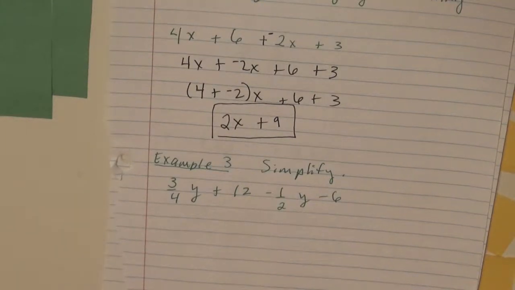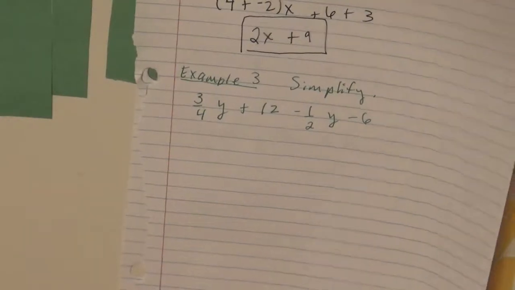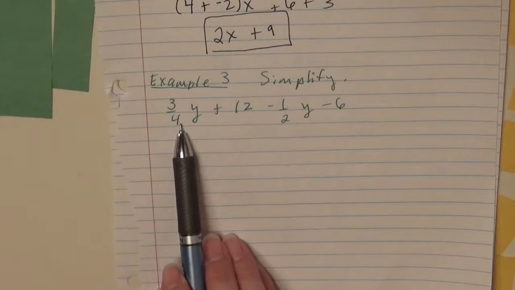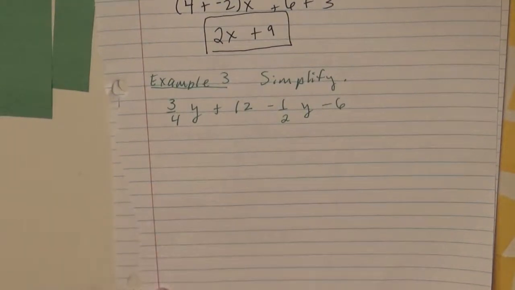Example 3. Same idea. They threw some fractions in here, but that's okay. We should be able to handle this. 3/4 y plus 12 minus 1/2 y minus 6.